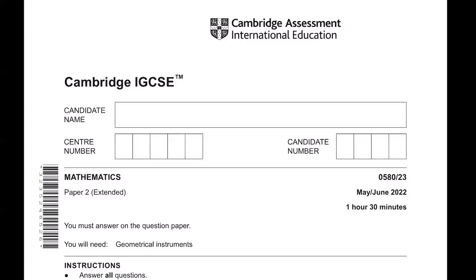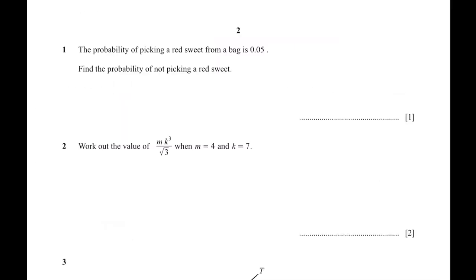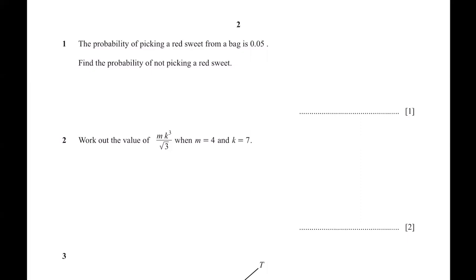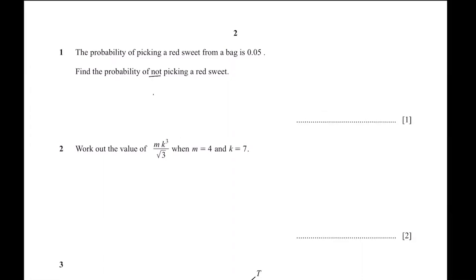Now let's start with IGCSE Mathematics, May/June 2022, paper 2-3. When the probability of picking a red sweet from a bag is 0.05, find the probability of not picking a red sweet. Not means you need to take 1 minus 0.05, which equals 0.95. Okay, so that's the answer.